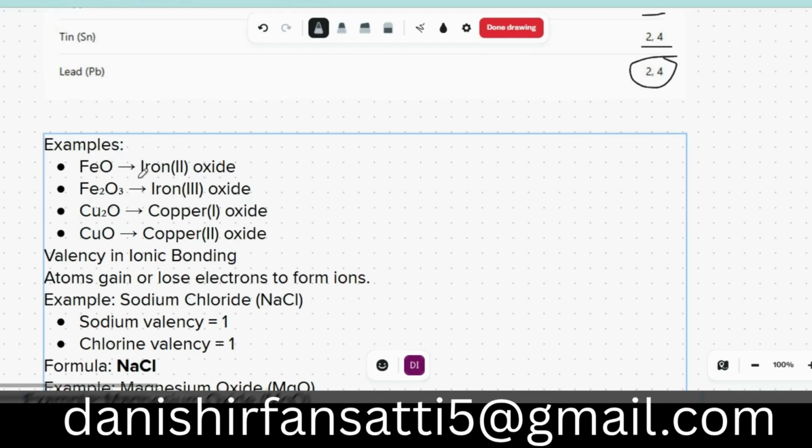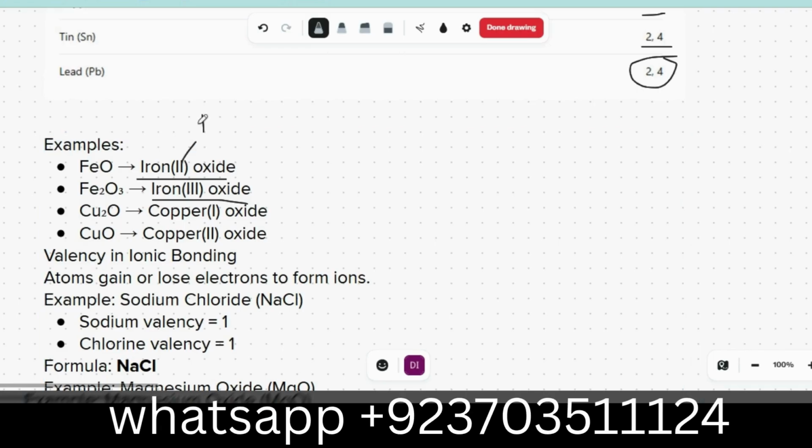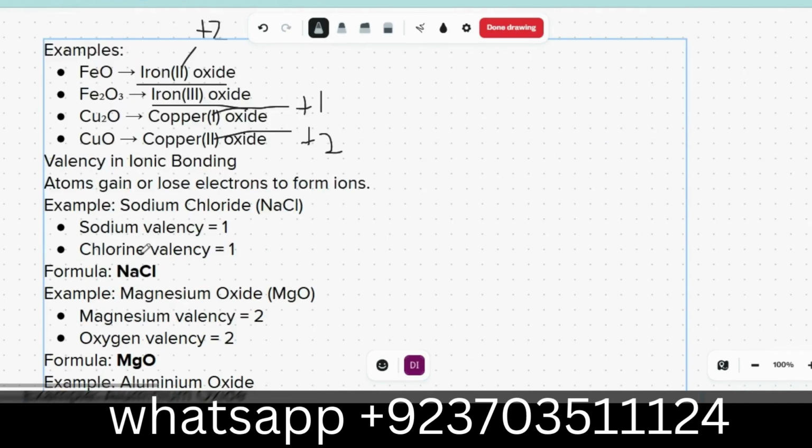Examples are iron(II) oxide and iron(III) oxide. In iron(III) oxide, iron has a plus 3 charge, and in iron(II) oxide it has a plus 2 charge. For example, copper(I) has a plus 1 charge, whereas copper(II) has a plus 2 charge. That depends on the conditions and the type of copper we are using.